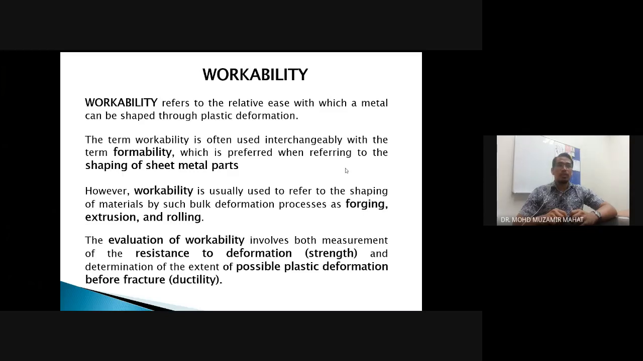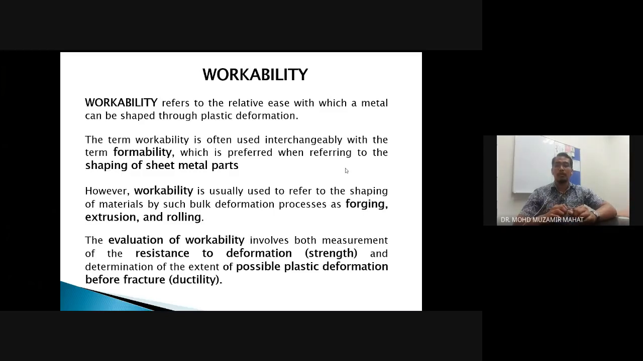A few definitions are important when we are trying to understand metal processing. Number one is workability. What is workability? By definition, workability is something work and ability. Here, we define it as the relative ease with which a metal can be shaped through plastic deformation. It means how easy it is for you to change the shape of your materials through plastic deformation.